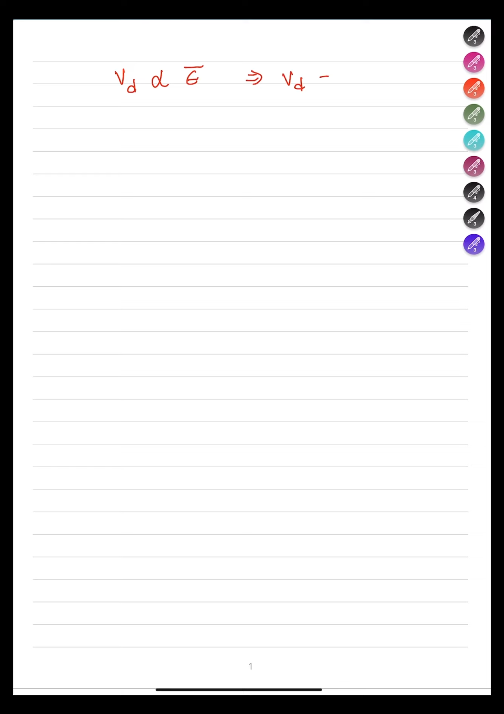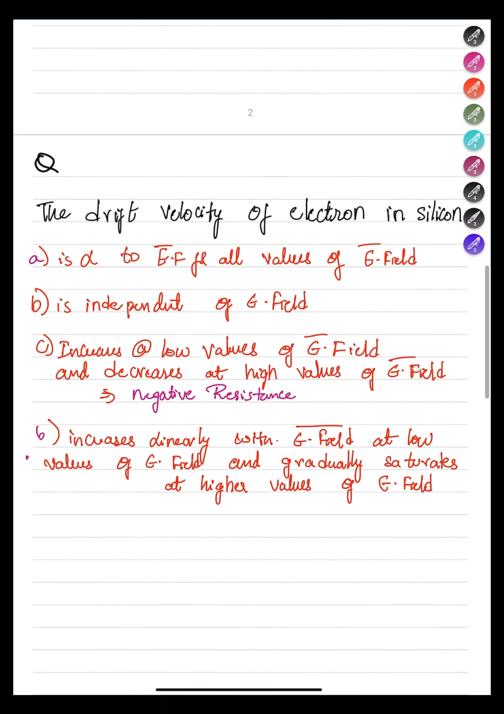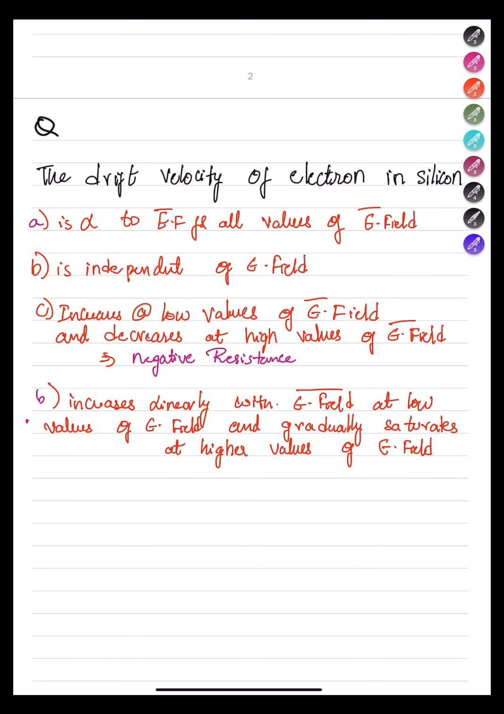Actually, Vd is equal to mobility times the electric field. By seeing this equation, we can easily eliminate one option. As Vd is directly proportional to electric field, we can eliminate this option because it states that it is independent of electric field. If you know only this much, there is a chance that you can choose this option, but definitely it is wrong. We'll check the reason why.